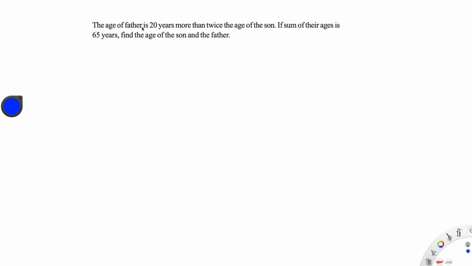Let's see a word problem. The age of a father is 20 years more than twice the age of the son. If the sum of their ages is 65 years, find the age of the son and the father. So this we can solve using a linear equation. So what they have given: the age of a father is 20 years more than twice the age of the son. Always remember, when you are dealing with age sums, just take the second person's age as x. So here the father's age they have given.